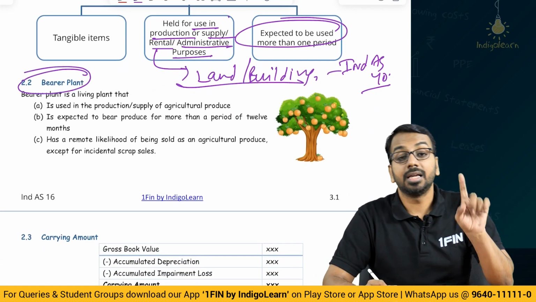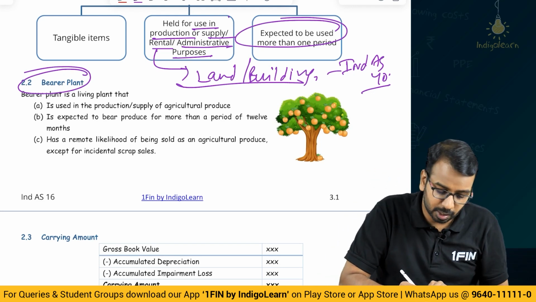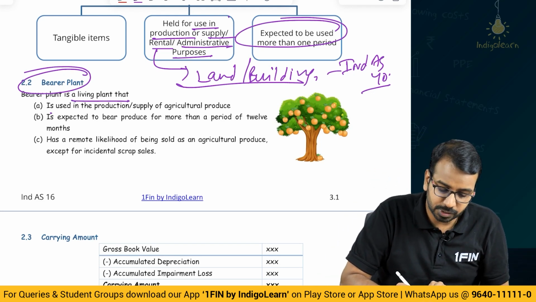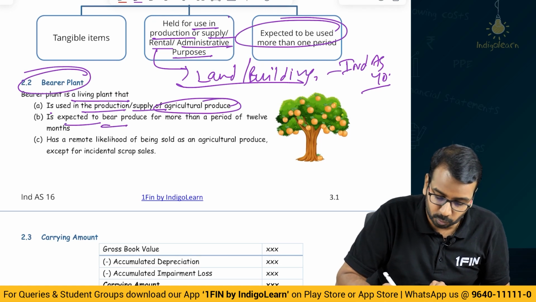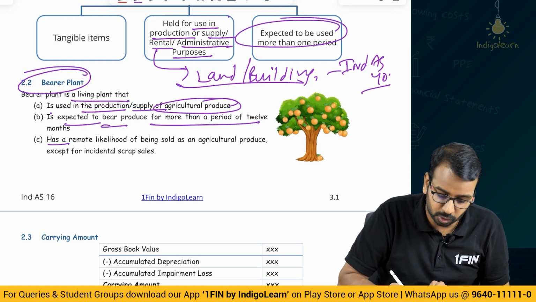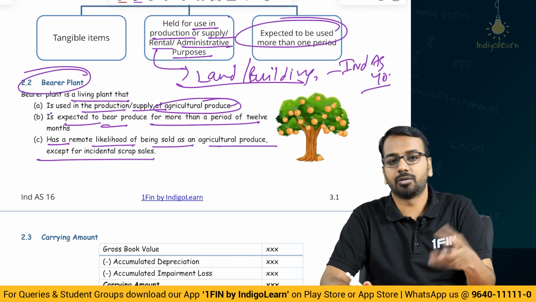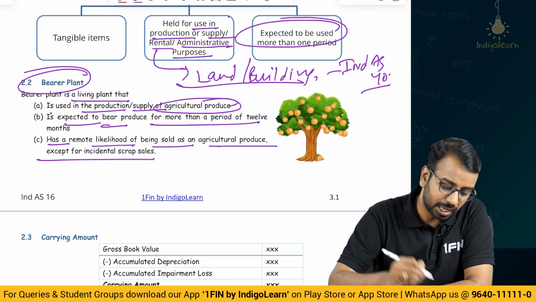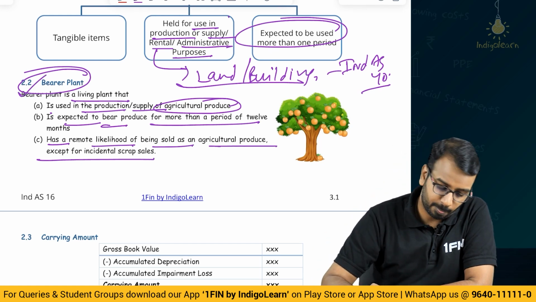Then bearer plant is also considered to be an item of property, plant and equipment. Bearer plant is a living plant that is used in the production or supply of agricultural produce, is expected to bear produce for more than a period of 12 months, and has a remote likelihood of being sold as agricultural produce except for incidental scrap sales. For example, mango tree, orange tree and all of those things are your bearer plant. Bearer plants are covered under IndAS 16.